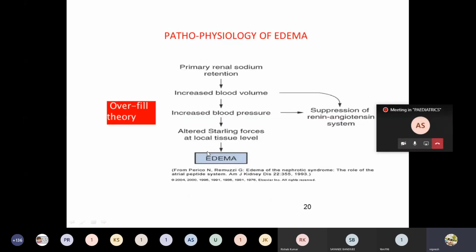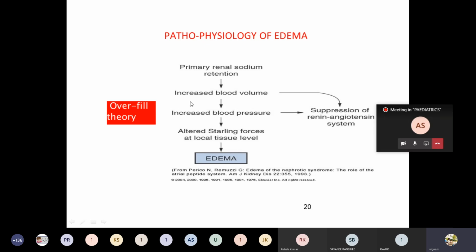Let us go next to the overfilling theory. The overfilling theory is nothing but primary renal sodium retention. So here, what is going to happen? Usually there will be exchange of sodium in the glomeruli. But because of the disease, the renal sodium will be retained. The sodium will retain in the body.